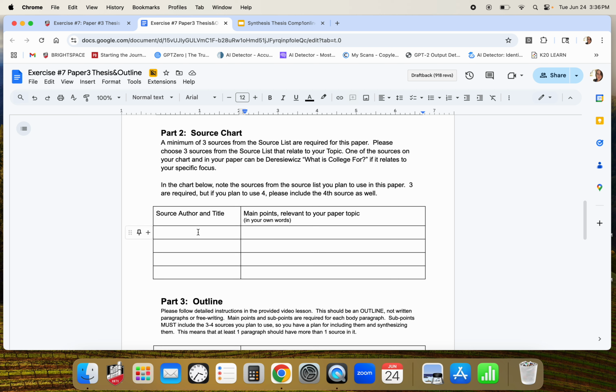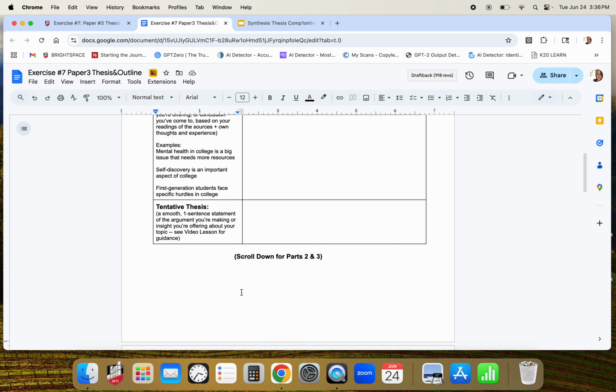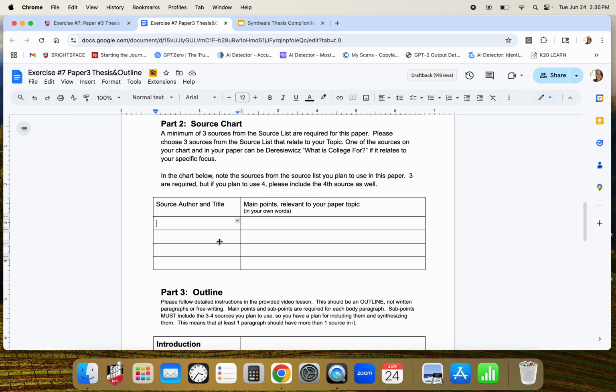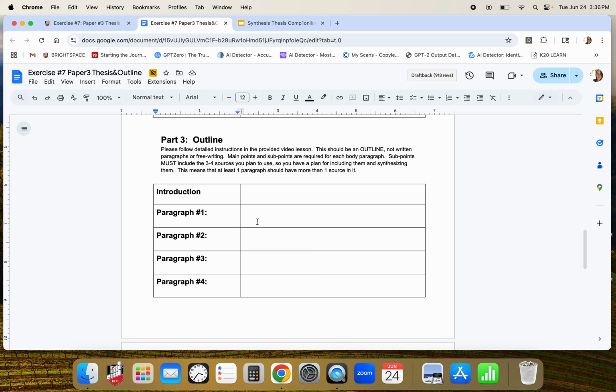Part 2 asks you to plan what sources you're going to incorporate. So there needs to be a minimum of 3 sources that relate to your thesis and your topic that you plan to include in the paper. Over here on the right, just some notes. I'm not looking for anything specific here, just some notes about maybe evidence or points the source includes that you want to consider including in your own paper because they relate to what you want to talk about. Part 3, the outline.